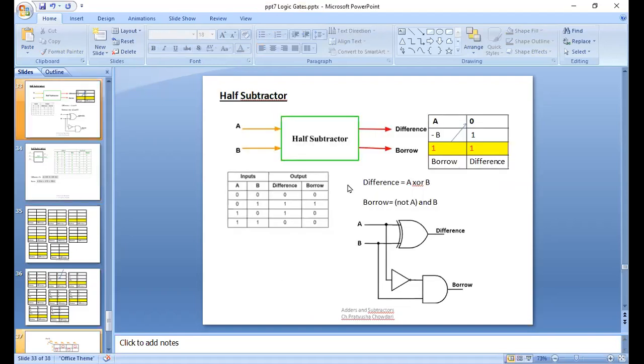If you observe this truth table, it is very clear that the difference column represents the XOR function. So the difference expression can be derived as A XOR B. Whereas borrow is equal to 1 for the case A is 0 and B is 1, so it is simply A bar and B. You can also use a K-map to derive this. Try to solve this using K-maps.